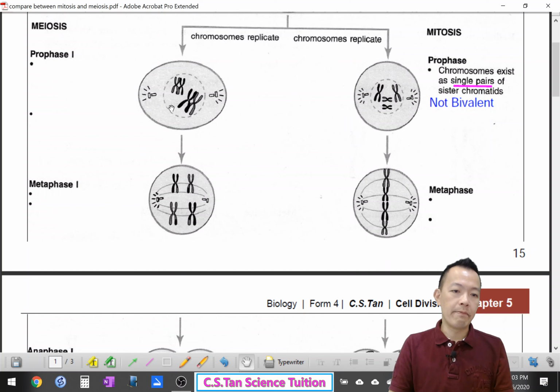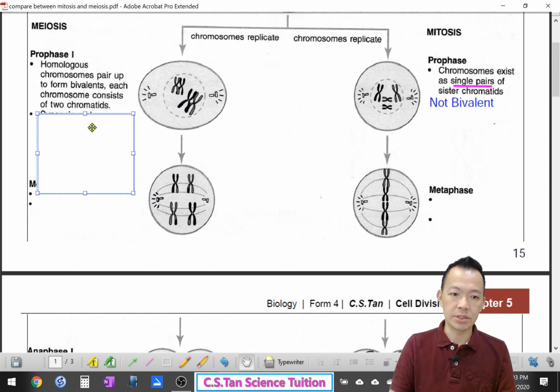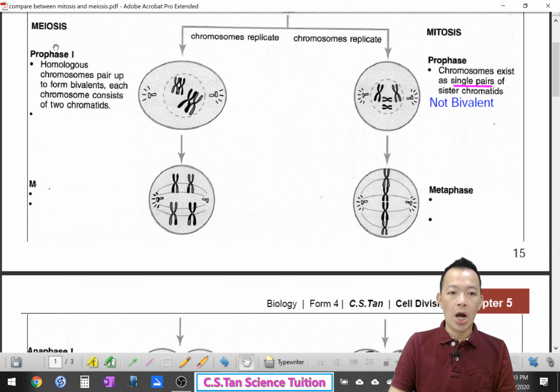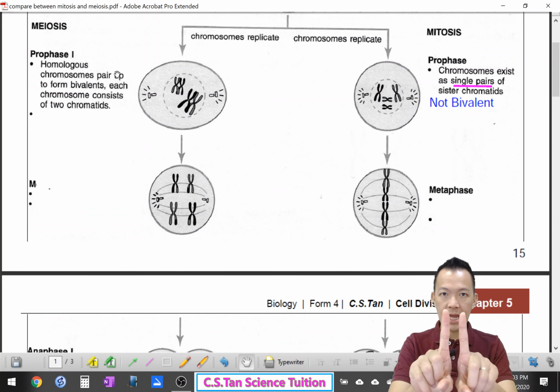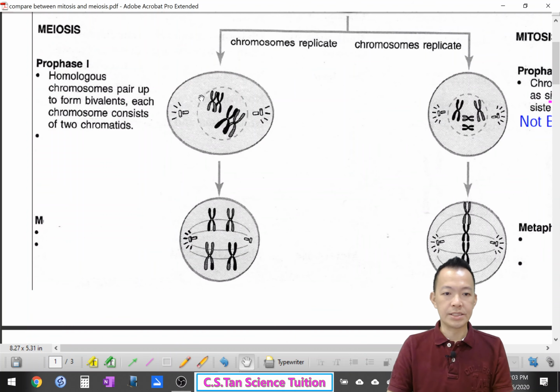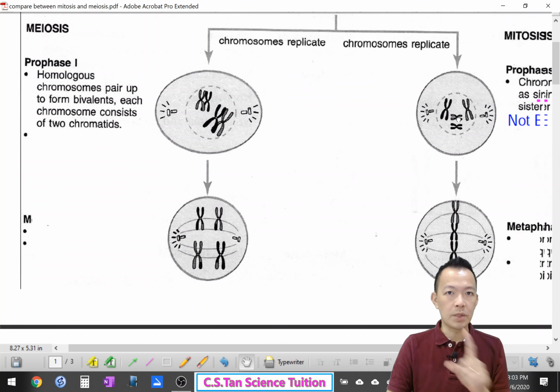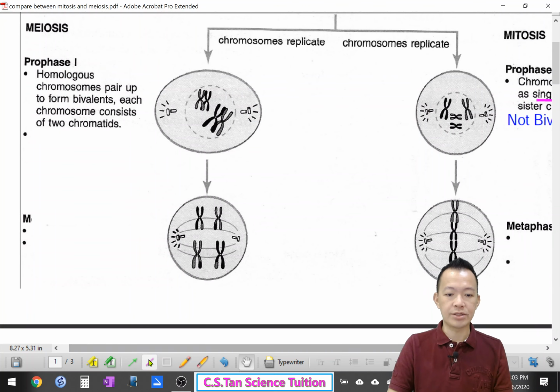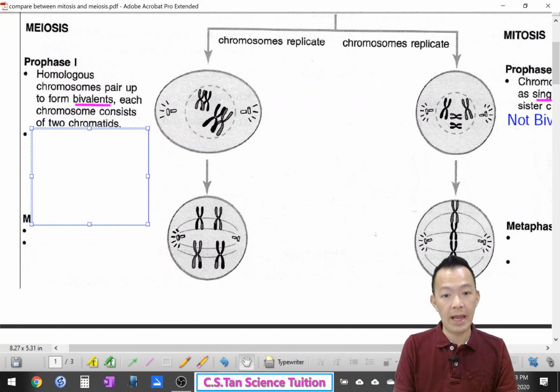Okay. But compared to prophase 1 in meiosis, there is a very important process. What do they do? Homologous chromosomes pair up to form bivalents. And each chromosome consists of 2 chromatids. So compared to mitosis, in prophase 1 what do they have? Bivalence. The same chromosomes pair up and become bivalents.